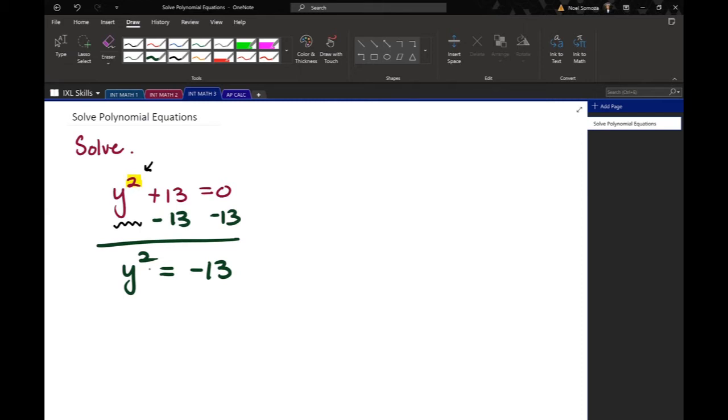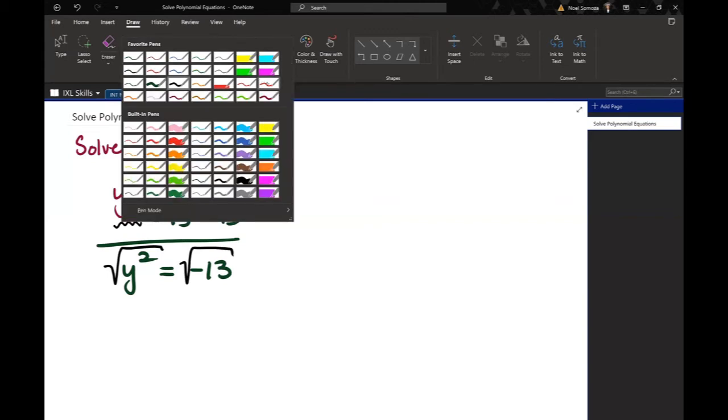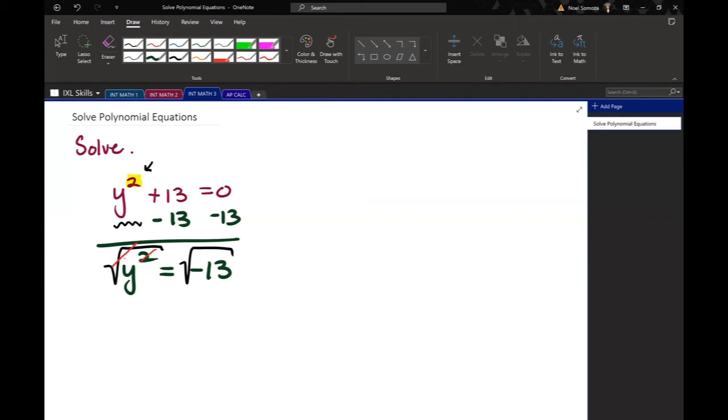One of the ways in which we can get rid of that power of 2 is to take the square root. By square rooting both sides, we will essentially cancel out the square with the square root on the left side. These are inverse operations of each other, so what we are left with is just y.